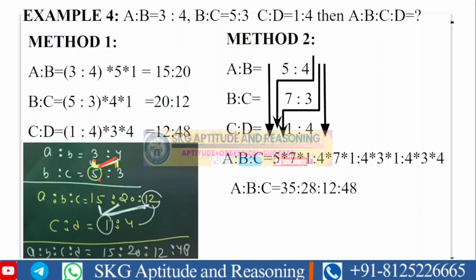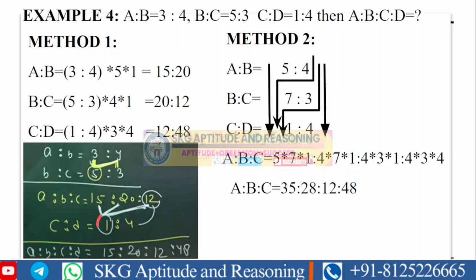To get the value of b, as I told, multiply in a cross manner. So 3 into 5 will be 15, 5 into 4, and 4 into 3 is 12. So here the only common value was c. Here c was present, but here c was 1 and here c was 12. So what you need to do is multiply this one with 12.